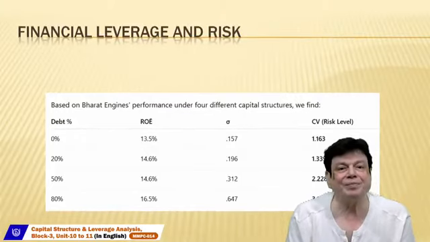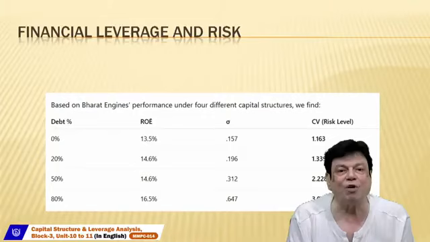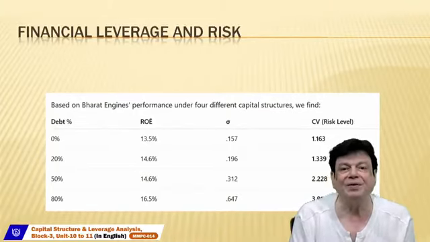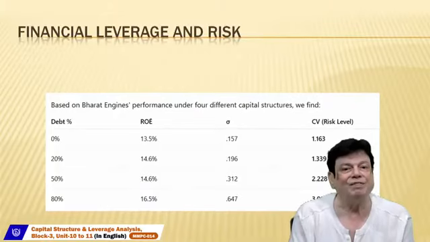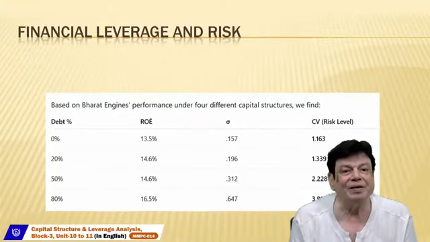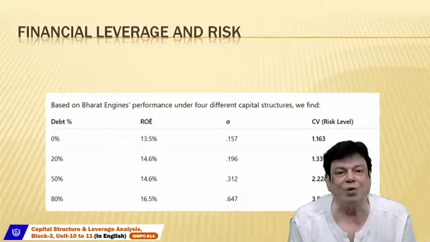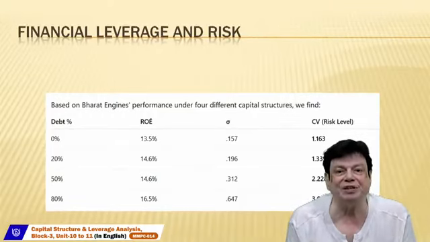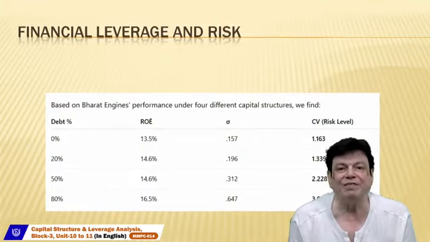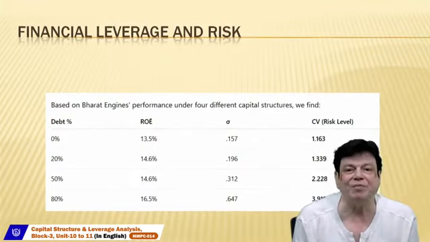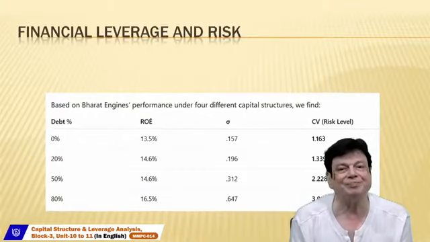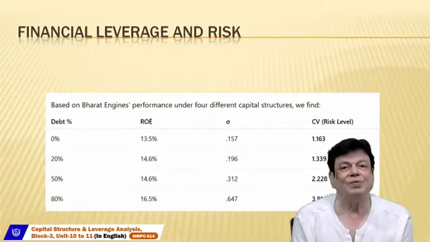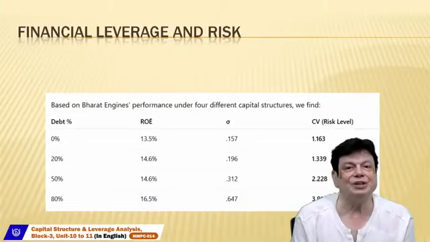Now, based on Bharat Engine's performance under 4 different capital structures, we find that with debt percentage 0, ROE is 13.5%, standard deviation is 1.57, CV is 1.163. So these are the results.